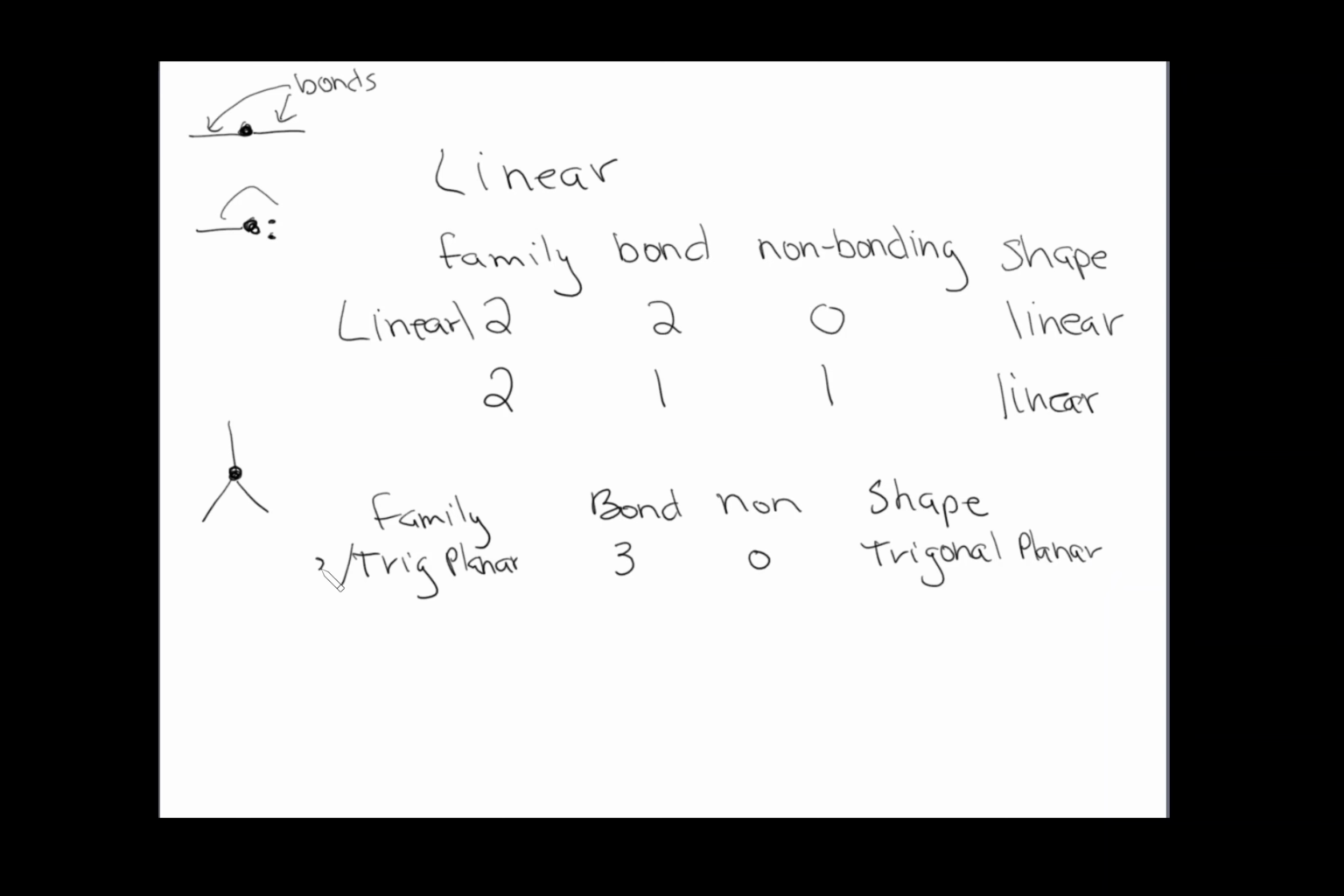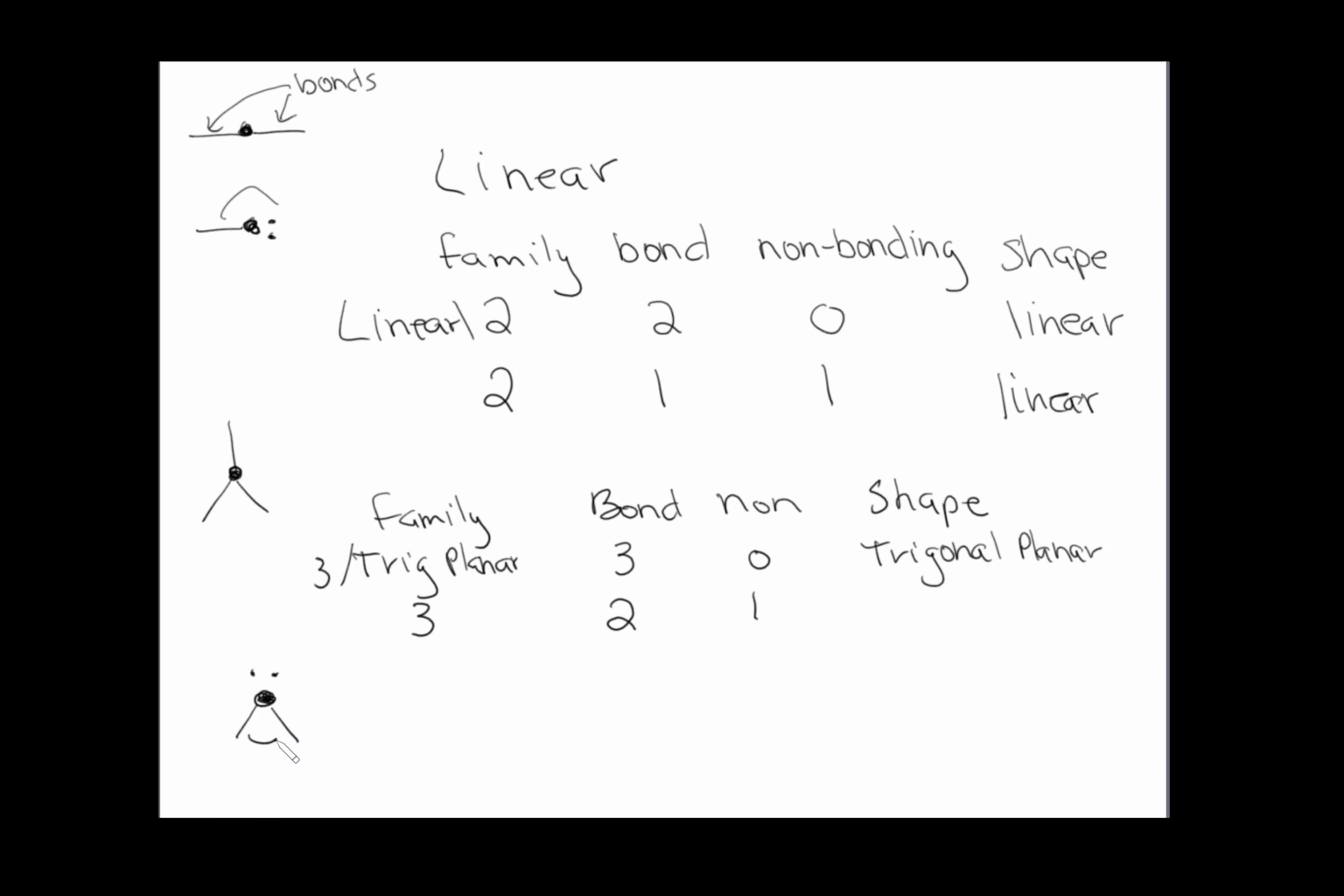Or we could say family 3, by the way. Okay, what if I have family 3 or family trigonal planar and I have 2 bonding and 1 non-bonding? Well, what in the world would that be? Okay, so I'm asking about this.